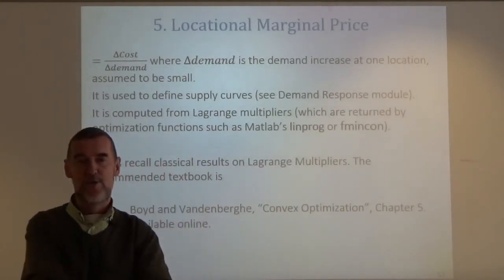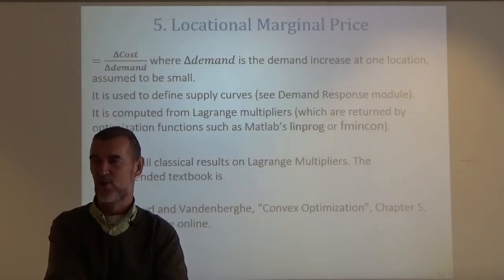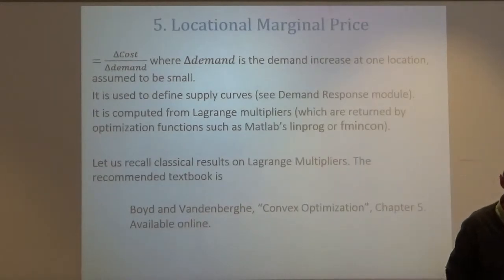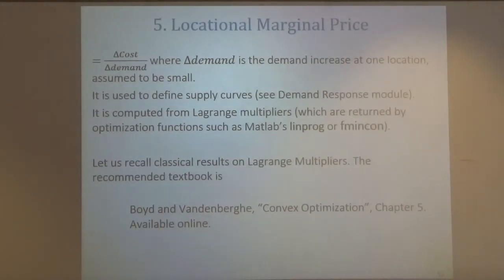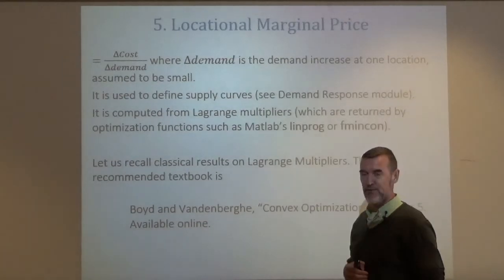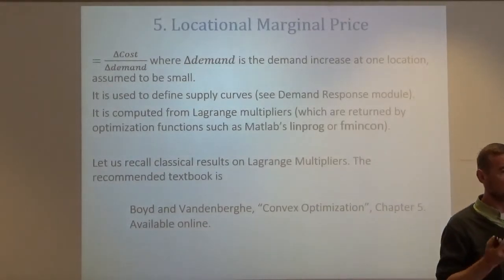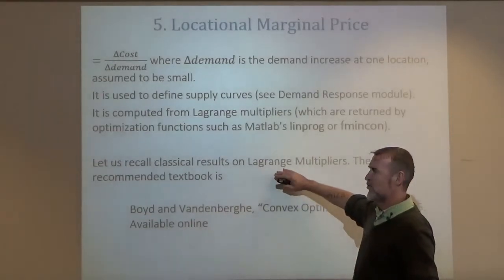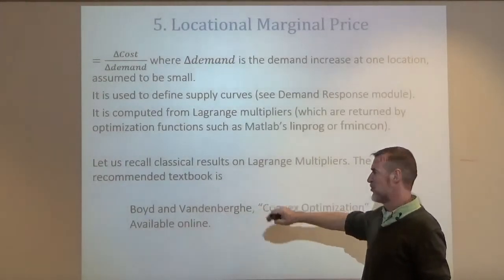Now we will see the only non-trivial part of optimization, which is duality. Duality appears naturally in the concept of locational marginal prices that we have seen in the previous example. They are present everywhere in electricity markets, in economy in general. They are used to define what we call supply curves that we will see in the next module when we study demand response. And what we will see now is how they are derived from, for example, the Lagrange multipliers.